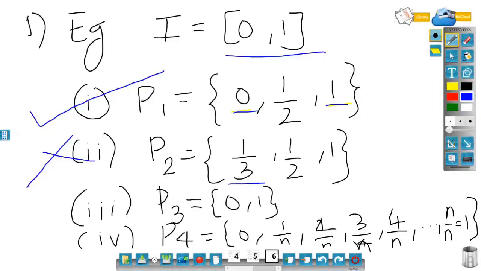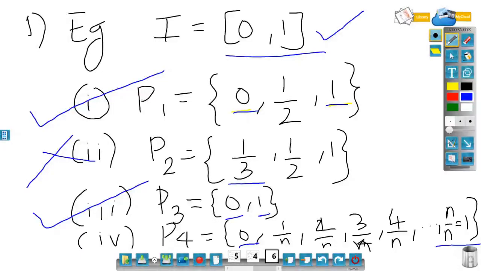Now in the third example, you can see that the starting point is 0, the ending point is 1. That's fine. And you can see that 0 is less than 1, which is in increasing order, which implies that it is a partition. Now in the fourth case, you could see that it is starting with 0, ending with 1. That's fine. The starting point and endpoints are the same as your interval.